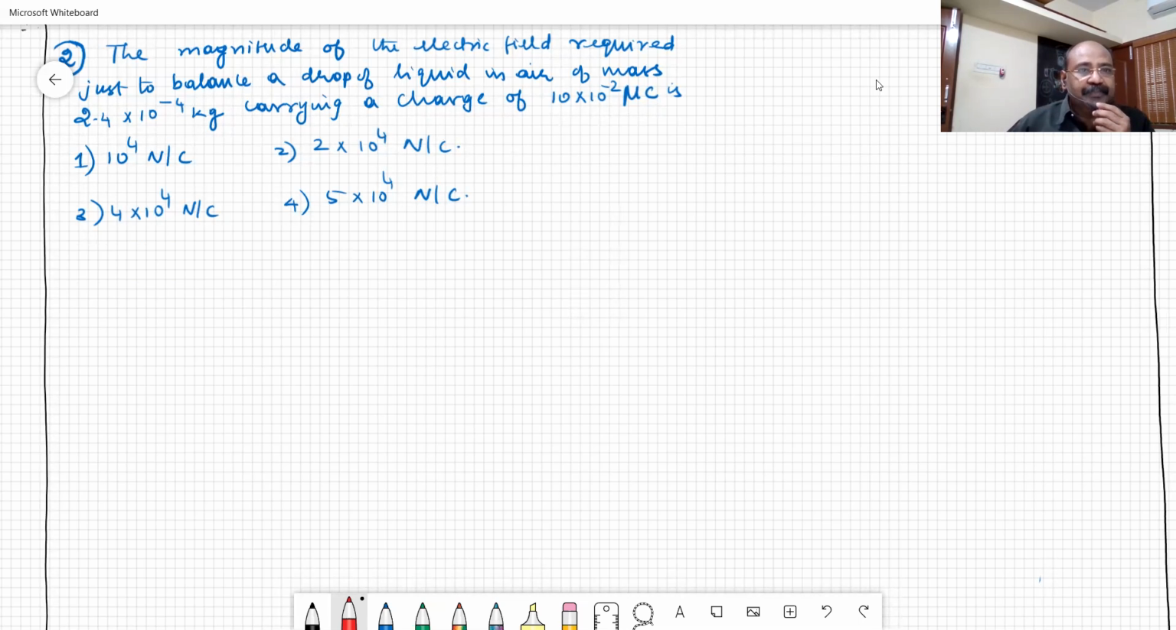Problem number 2. The magnitude of the electrical field required just to balance a drop of liquid in air of mass 2.4 into 10 power minus 4 kilogram, carrying a charge of 10 into 10 power minus 2 microcoulomb is dash.